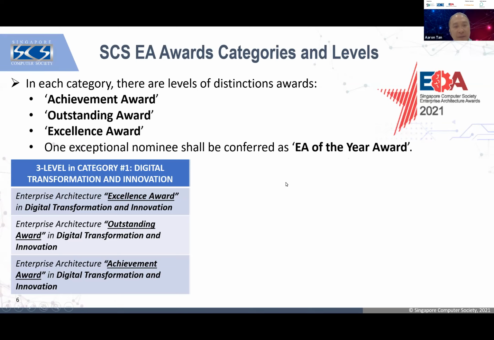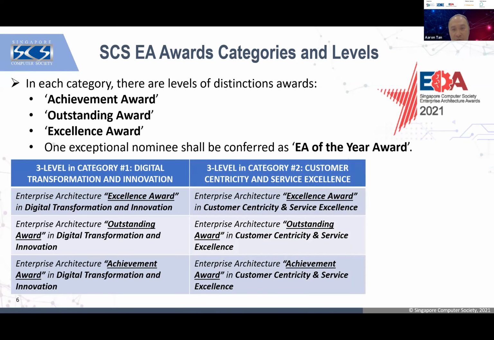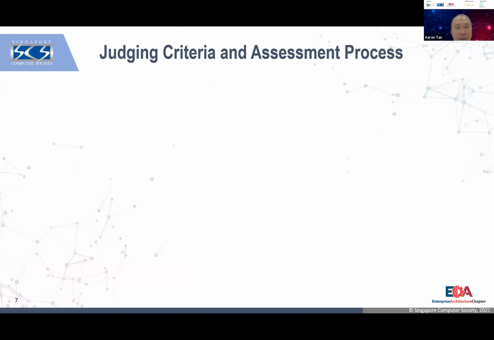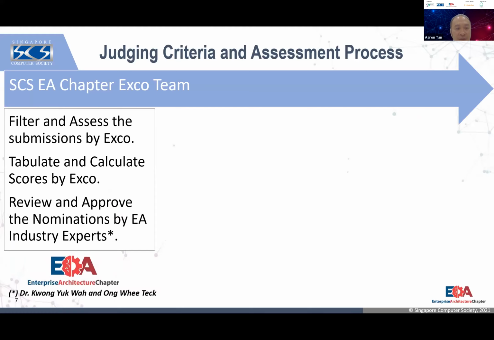Okay, so in terms of the digital transformation and innovation category, again, same levels. They have 3 levels: excellent, outstanding, and achievement. Likewise for customer centricity and service excellence, and for each one of them, there will be an EA of the Year award.